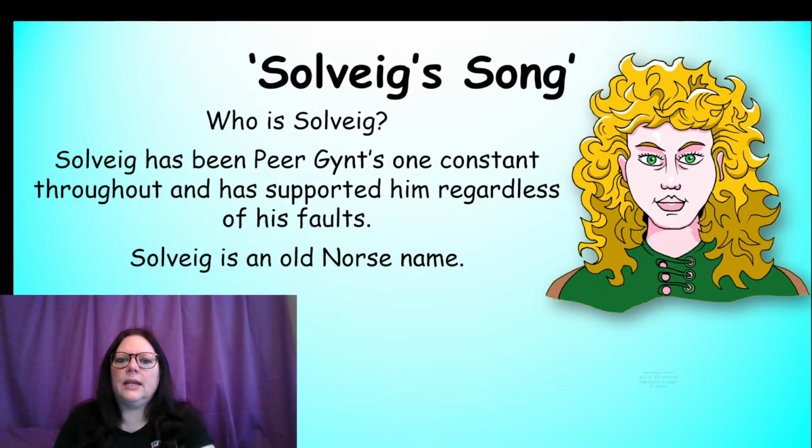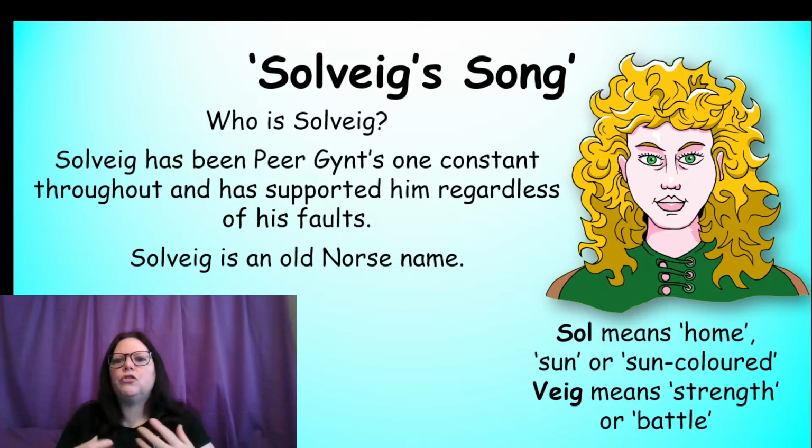It's very interesting the way that imagery is used when you think about the play. Solfaï is an old Norse name, and Sol means home, sun, or sun-coloured, and Vi means strength or battle. And if you think about the character of Solfaï, she is the person that he's going home to. She has been his guiding light throughout the whole story.